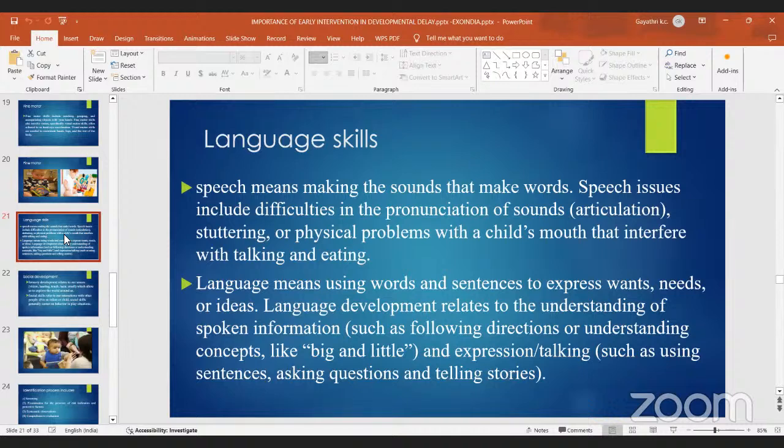Next is language, which means using words: how the baby wants to express their needs or any idea, how the baby wants to fulfill their needs. That all comes under language.